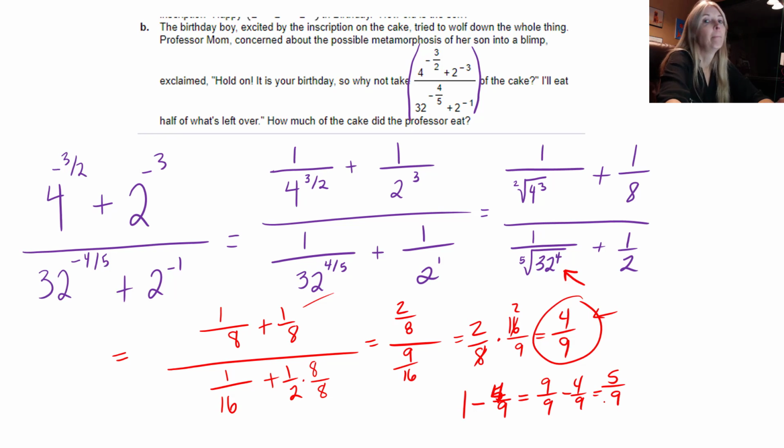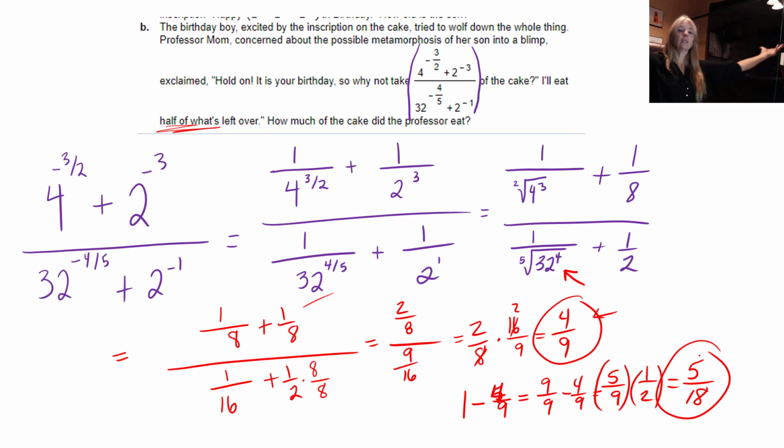All right, but that's not all, because it says I'll eat half of what's left over. So this is what's left over, so I take half of it and I get 5/18, and voila, that's your answer.